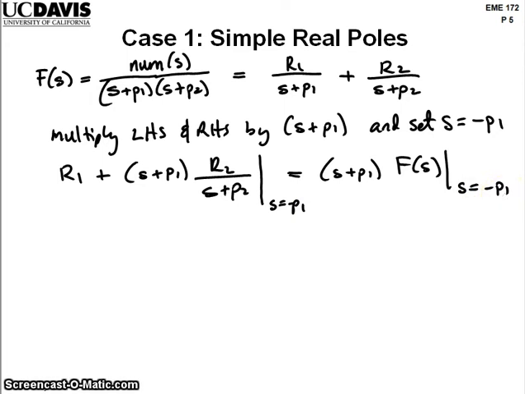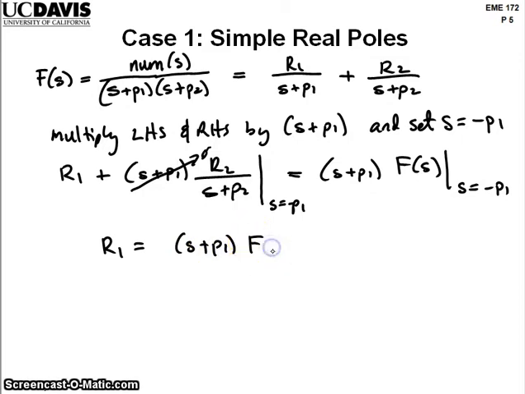And what this does is that on the right-hand side, this term goes to 0, because the denominator here has only s plus p2 in it. When I set s equal to minus p1, this goes to 0, and that eliminates the term that involves r2. If I had any other terms, like an r3 and r4, they would also be eliminated.